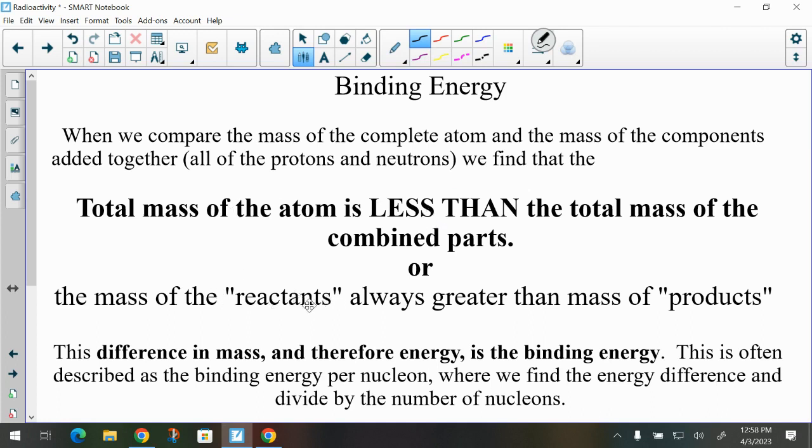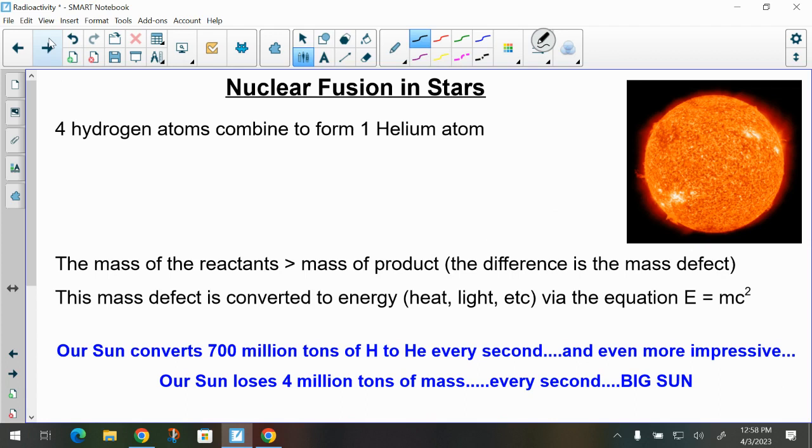The reactants, the stuff going together, always has a greater mass than the products. So what you get out has less mass. So if I take a bunch of protons and neutrons and put them together, what I get is something that's got less mass. And you'll see this with relativity. What happens is that this mass that's missing is actually converted into energy. Now that's a really bad way of saying it, but that's okay. And I'll show you an example of that in just a second.